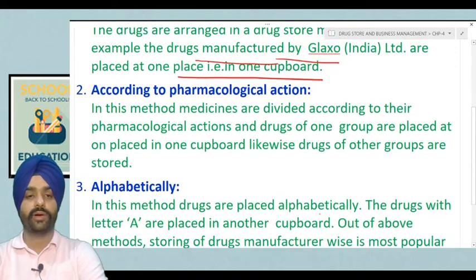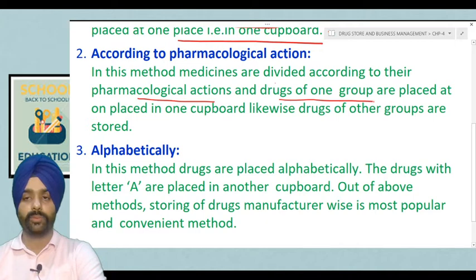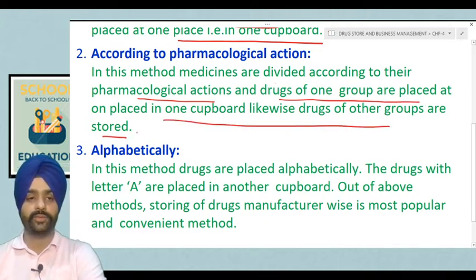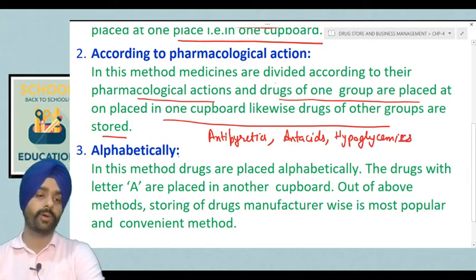Next is according to the pharmacological classification. In this method, medicines are divided according to their pharmacological action, and drugs of one group are placed in one cupboard, and likewise the others are stored in separate cupboards. For example, all the antipyretics are stored at one place, then all the antacids at another place, then all the hypoglycemics at a separate place. So this is how they are stored as per their pharmacological action.